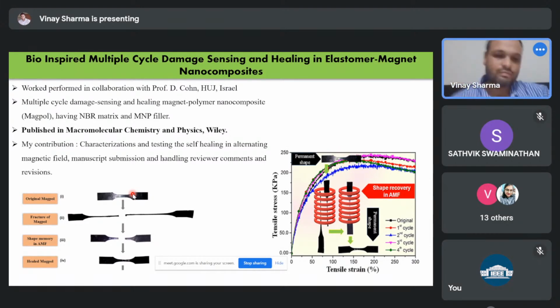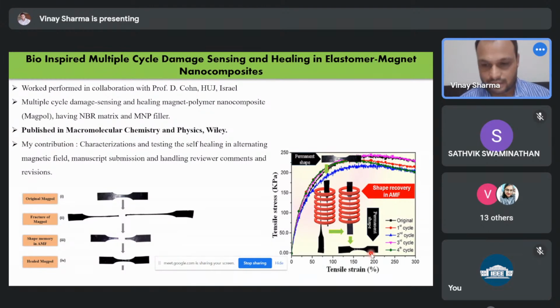This is some rubber called NBR. It's a long name, I won't pronounce that. So this is an NBR matrix and then magnetic nanoparticle filler. This material shape is called a dog bone shape. When we put this material inside this coil, as I just mentioned, an alternating magnetic field or RF coil, and we break down this dog bone shape, we cut it, and once we put it inside this RF coil, it will join so perfectly that it is as good as new.